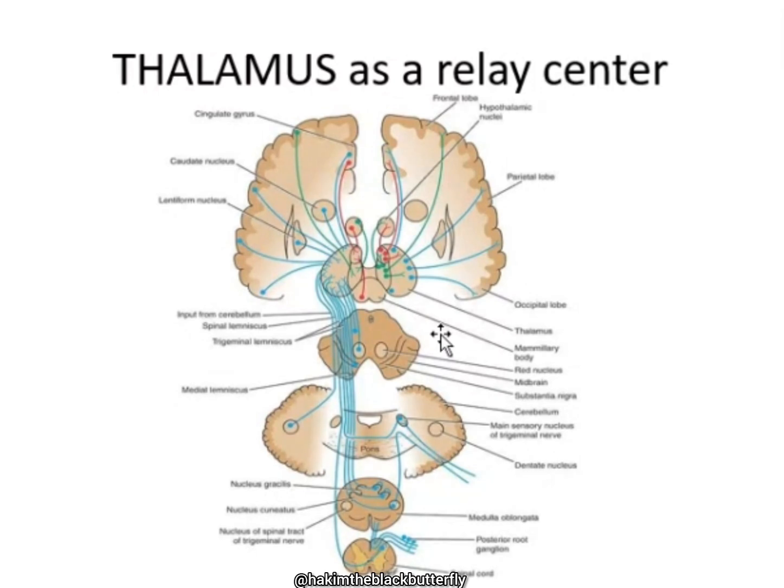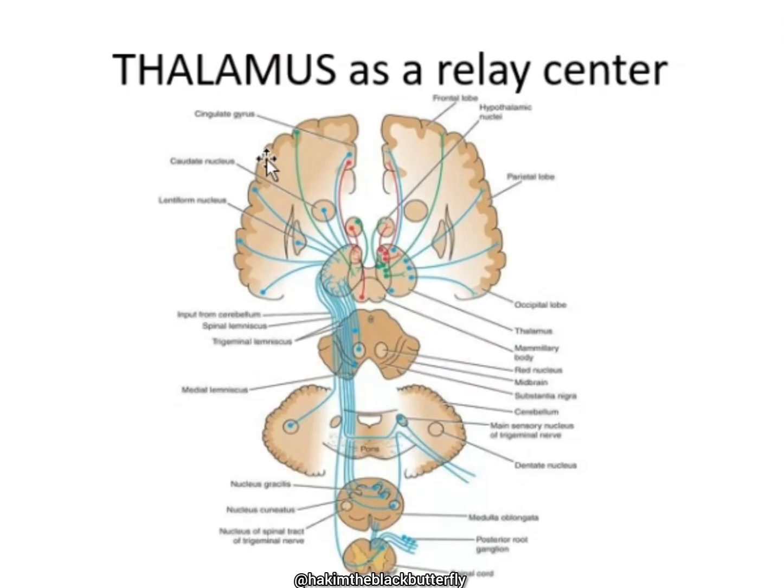For example, all ascending tracts except the olfactory must first transmit their sensations or impulses to the thalamus, where they will synapse with third order neurons, and the third order neurons will then transmit those impulses to the other parts of the brain or the higher centers, except the olfactory.